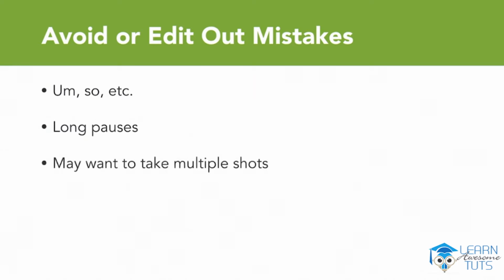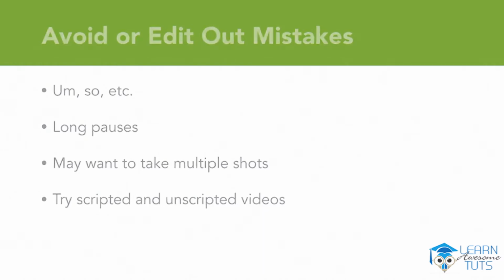You also might want to think about taking multiple shots when you shoot your video. Even if you're comfortable with the first shot you take, you might want to go ahead and take a second shot and then compare the two. Maybe you can even edit the two together. If you're going to be speaking to the camera, you might want to try videos that are scripted, where you have everything that you need to say right in front of you. And then you can also try videos that are unscripted, where you're just flowing using bullet points or some notes. You can then compare the final videos and see which strategy works best for you.